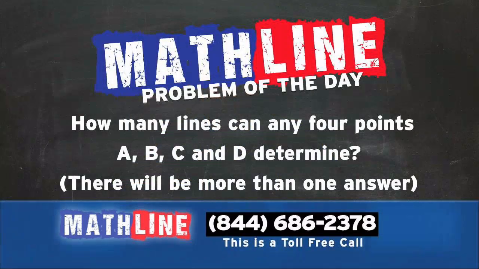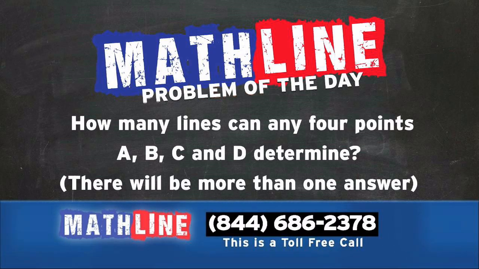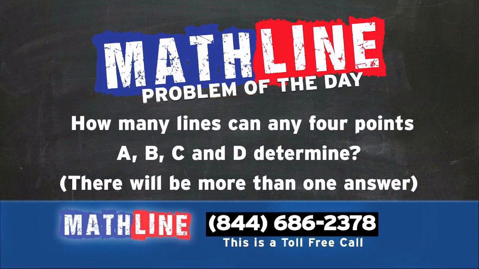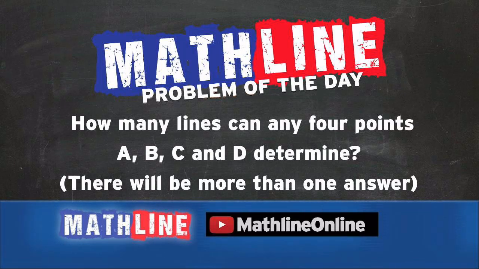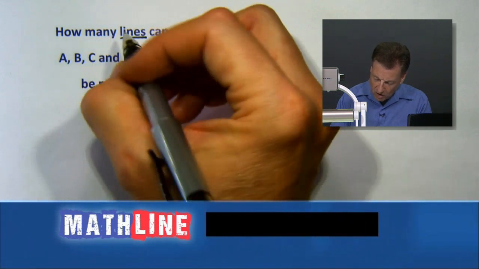And to get you primed up a little bit here, let's take a look at our problem of the day. Problem of the day today, a little different switch up here. It says, how many lines can any 4 points, A, B, C, and D, determine? And in parentheses, we've got there will be more than one answer. So, folks, that's based on the arrangement of these points. And also, the word line. The word line means just that, okay? So let's take a look at this thing and see what we're going to do with it. And as it says, how many lines? There we are. Key word.